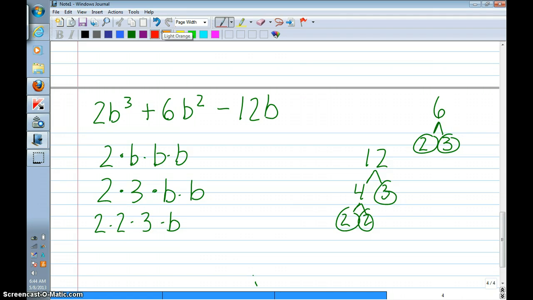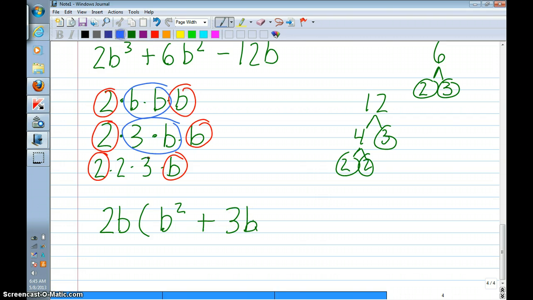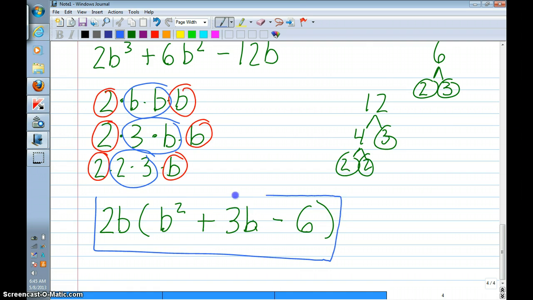So again, look at what's in common between all of them. Looks like I have a 2 in common. I have a b in common, and that's all that is in common between all 3. So that's what goes on the outside. Then I just look at the first term. What is left is b squared. What is left here is a positive 3b. What is left here is a 6. Now I have to be careful because this was a minus sign at the top, so I have to keep it the same. So again, this is my final answer.